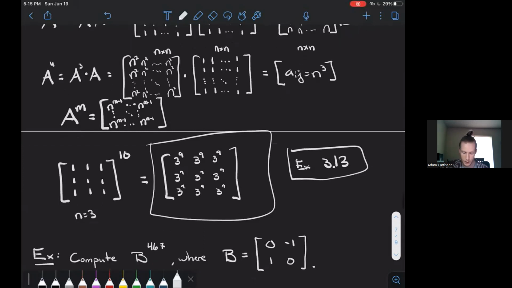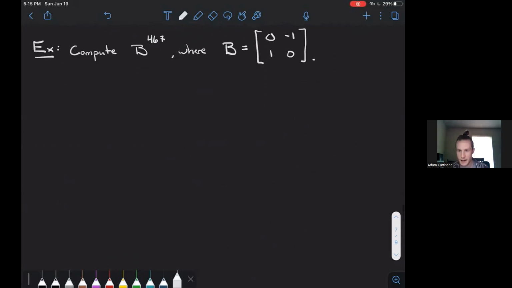Okay, because we've got to do it, here is another fun puzzle. We want to compute b to the 467, where b is this innocent looking matrix. As soon as they put a number like 467 in an exponent, you better believe something miraculous is going to happen, right? Did you ever have to take powers of the complex unit i?